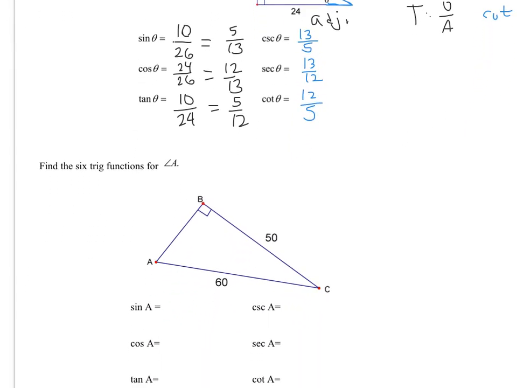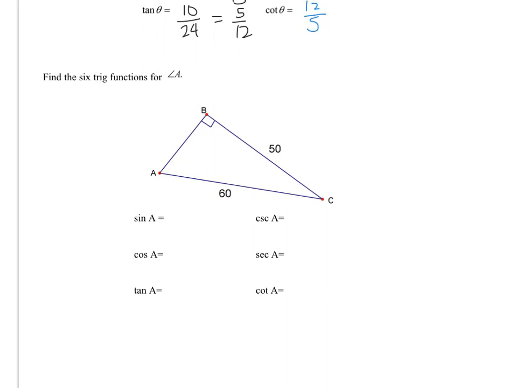Now if we look at the next question, we're trying to find the 6 trig function values for angle A. So we're really talking about angle A. So when we define our opposite, adjacent, and all that, we're going to be really looking at angle A. Now what you also notice in this problem is we have a measurement for BC and for AC, but we do not have one for AB.